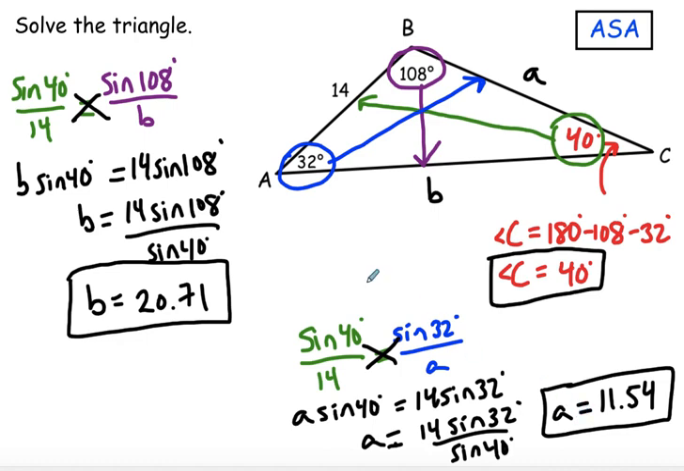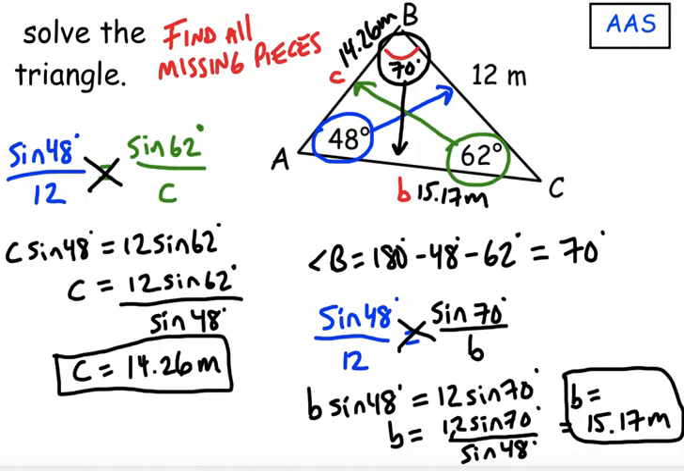And again, I could not have used Pythagorean theorem or just regular SOHCAHTOA because this is not a right triangle. I don't have any 90-degree angles. Same thing with the last problem. It was not a right triangle. That's why we need law of sines.